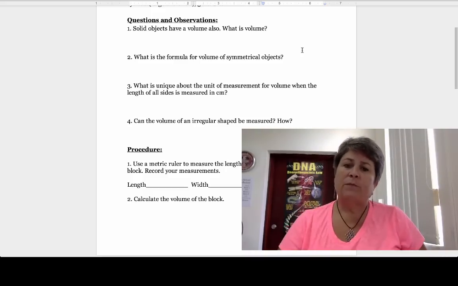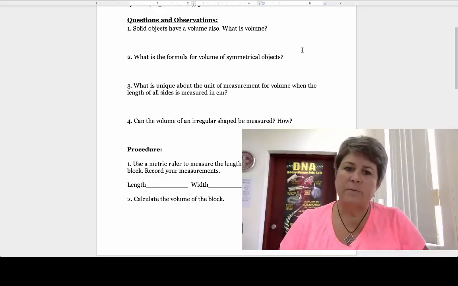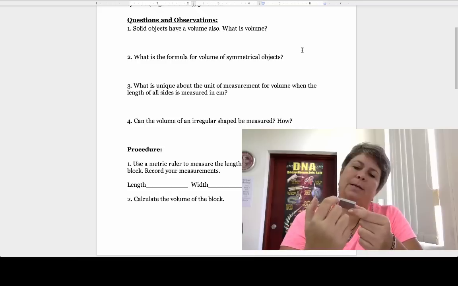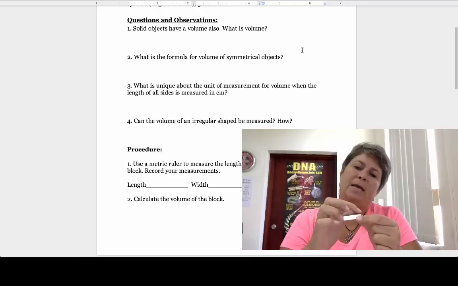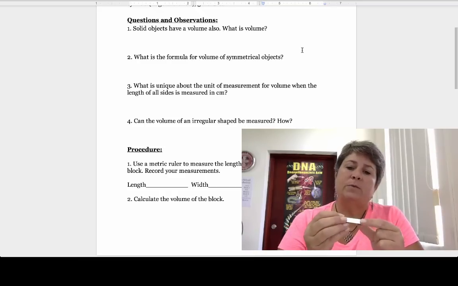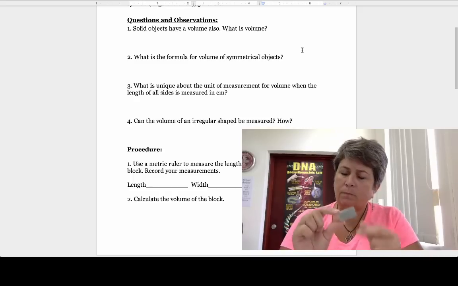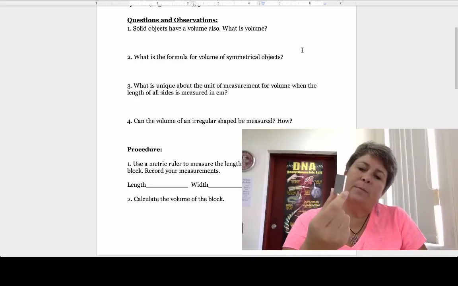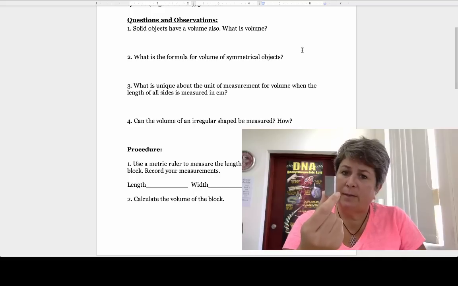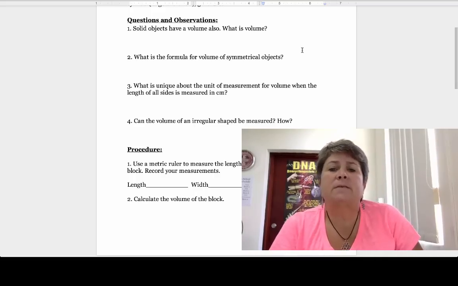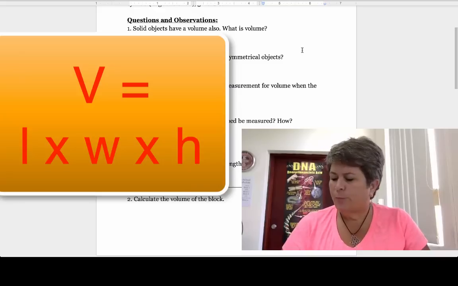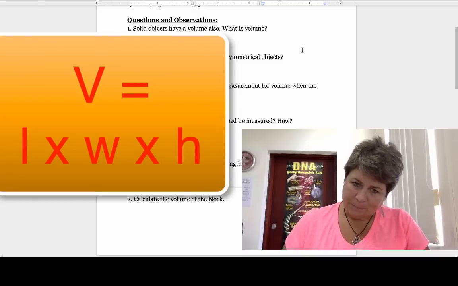So we have a formula for symmetrical objects. Now this would be a symmetrical object. We can actually measure the length of each side. It's very even, and that's why it's called symmetrical. So the formula for finding the volume of a symmetrical object, because we can measure the length of each side, is very easy. Its volume is equal to the length times the width times the height. So you'll be using that formula a little bit.